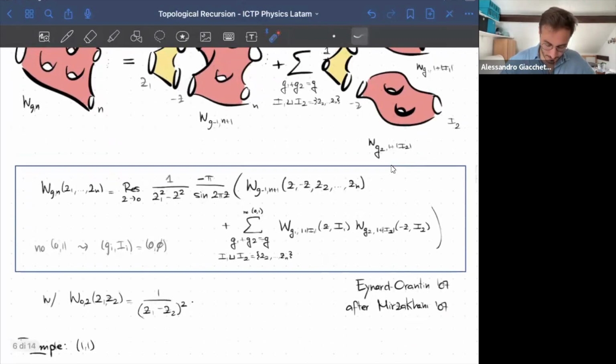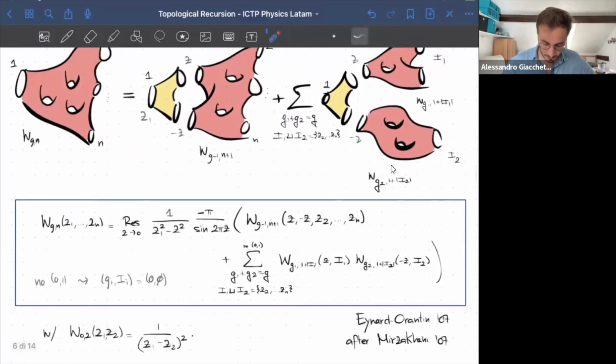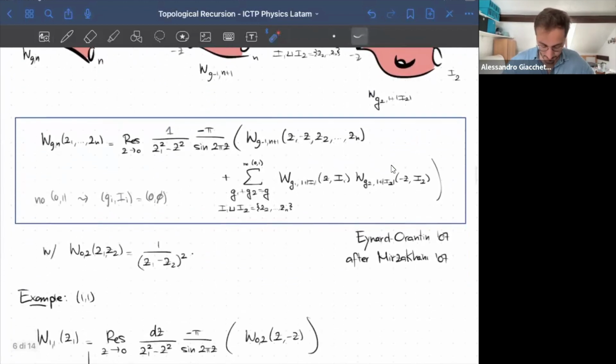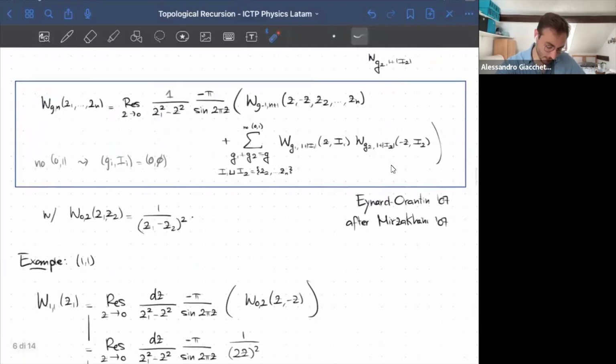Okay, so this is the main formula for JT gravity or Weil-Peterson geometry. Let me try to compute it in a specific example so that we can understand what's going on. So let's try to compute the (1,1) case. We want to compute W_{1,1}(z_1). And so what we have to do, here I just copied this residue.